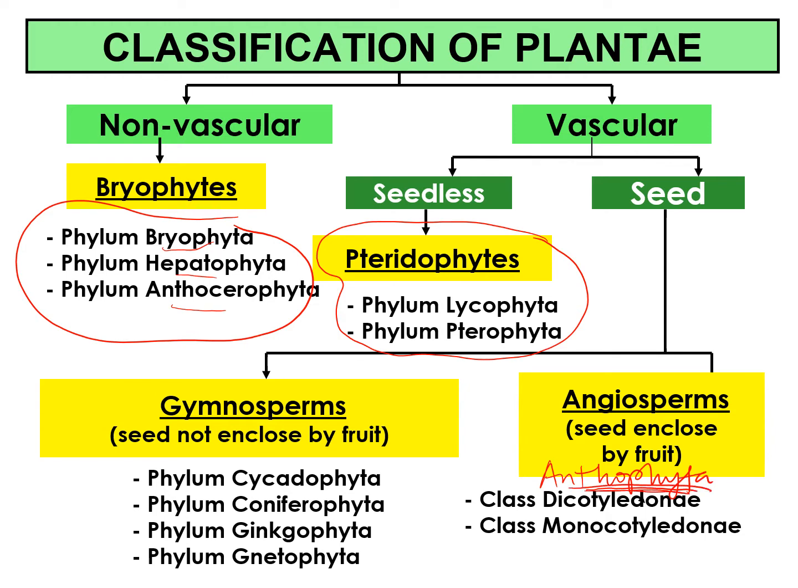Sebenarnya ada banyak lagi phylum lain, tapi awak tak belajar lah. Kita tak perlu ingat lah nama phylum bawah angiosperm. Yang biasa kita jumpa adalah Anthocyta, maknanya yang ada bunga.